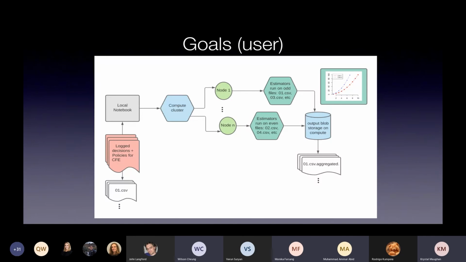They then want to send their job to the compute cluster, which will run distributed and parallelized jobs of estimators from the estimator library as specified by the policy and the configuration set locally on different compute nodes for the different files. Finally, this output will be aggregated into two files, 01.csv.aggregated and 02.csv.aggregated. The user will be able to download these files and see the resulting visualization of the aggregated plot in an interface which we have designed.